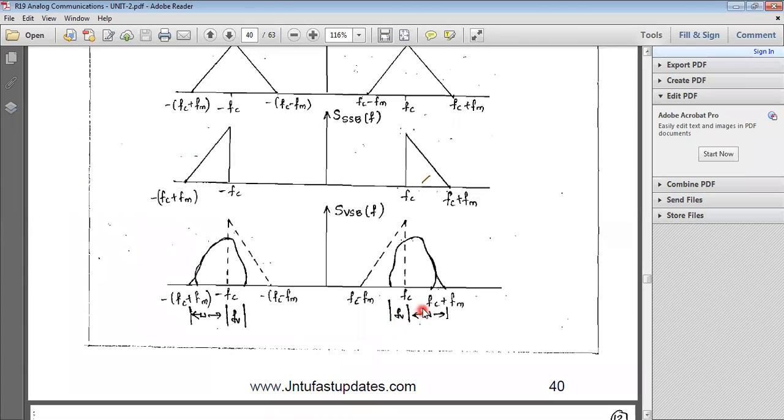This is the vestigial frequency, FV. And on this side you consider the bandwidth as W. So totally the bandwidth required for vestigial sideband is FV plus W, that is the vestigial sideband frequency bandwidth plus the normal bandwidth. So in case of VSB, we pass one sideband completely, but here we remove some part of the other sideband.